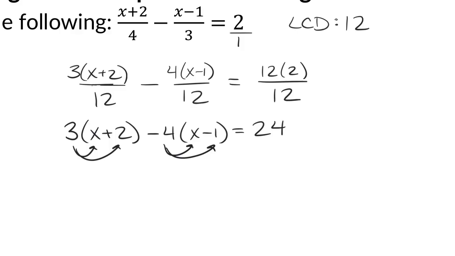and finish solving. 3 times x plus 2 is 3x plus 6. Negative 4 times x minus 1 is negative 4x, and then positive 4. Ooh, negative times negative is positive.